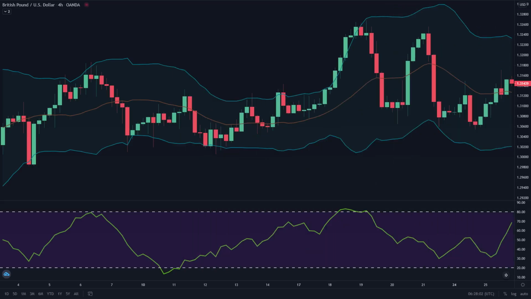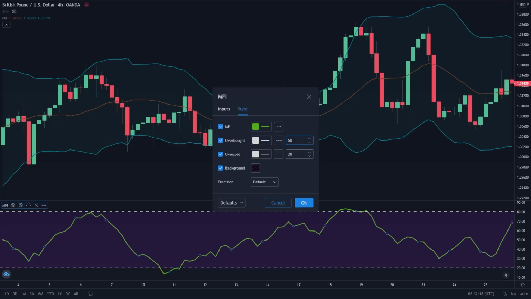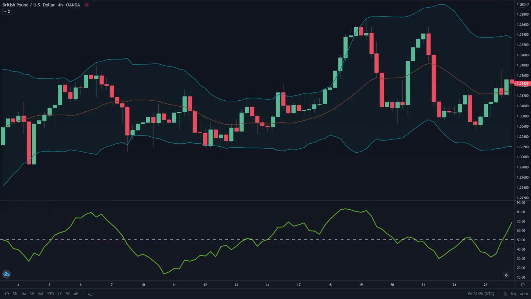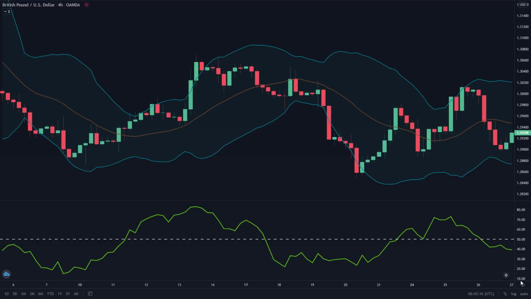Another indicator that can help me confirm the direction of the breakout is the money flow index. This is how you do it. First, you need to change the indicator value to both 50. So now you have a single line in the middle. Next, if the green line crosses above the middle line, it indicates that it's a bullish signal. And if the green line crosses below the middle line, it indicates that it's a bearish signal.